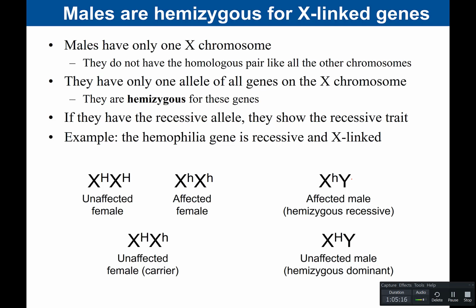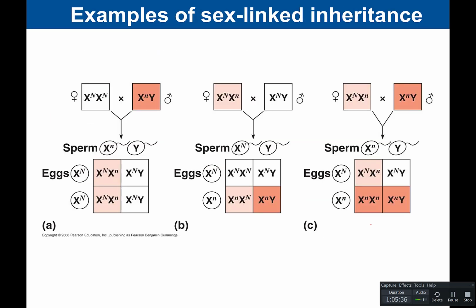Mom could have hemophilia. She could also be X little h, X little h, or mom could be heterozygous and be X big H, X little h. But if we have an affected female, we know that dad also has the disease. So this is just showing some different examples of how this can be inherited.